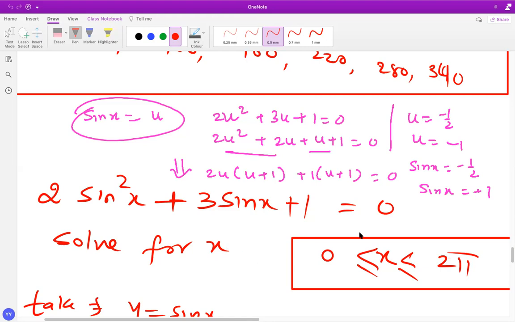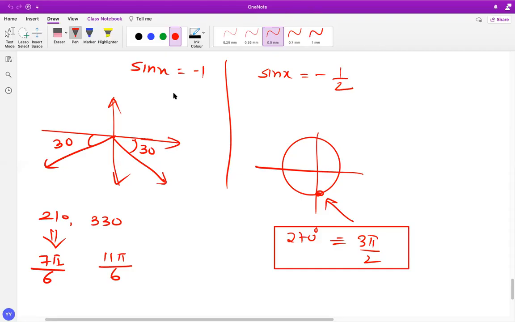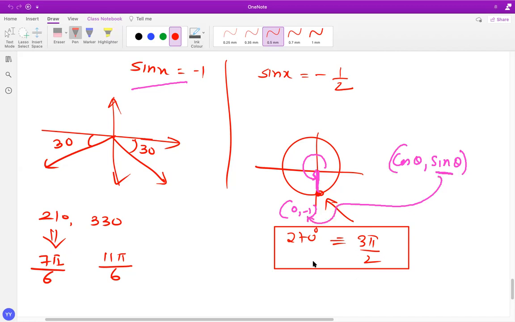Now I'm going to solve for each of them, sine x is negative half and sine x is negative 1, using the unit circle. When sine x is negative 1, you have only this position on the unit circle. This coordinate is (0, negative 1), and as you know, the coordinate is (cos theta, sine theta). So sine theta is negative 1 at 270 degrees or 3 pi over 2.